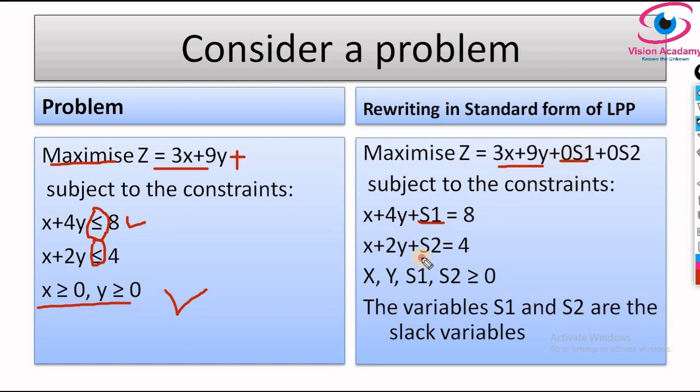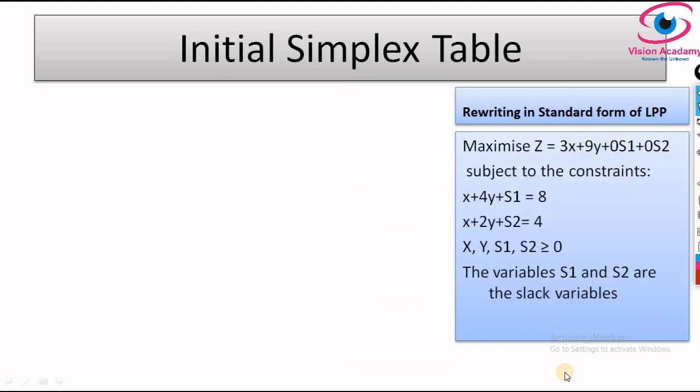And here also I have added a slack variable, and I have also removed the inequality in both constraints, and I have also considered s1 and s2 as non-negative. So this is the standard form of LPP. Now let us move to calculate third.